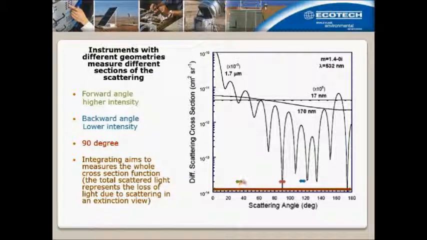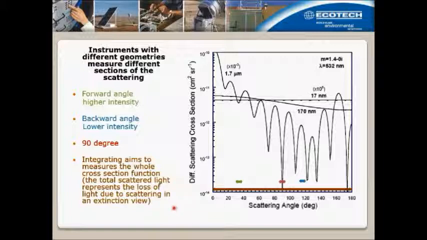The problem here is basically that these resonances change with diameter. So next, if it's 1.8 for instance, then you might have a maximum here and a minimum here. So that's basically a highly dynamic measurement, what you see there. So the idea is to really measure the whole scattering angle area, and that's basically what an integrating nephelometer does.